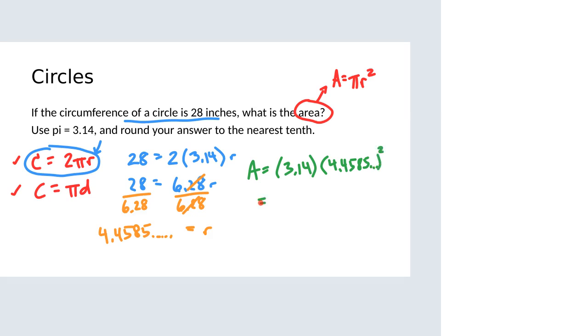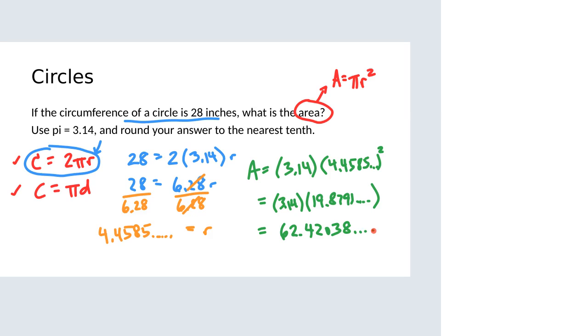squared. So the first thing I'm going to do is leave that number on my calculator and square it. And now I have 19.8791, which keeps going. One more step, I need to multiply by 3.14. And now I have an area of 62.42038, and that keeps going.